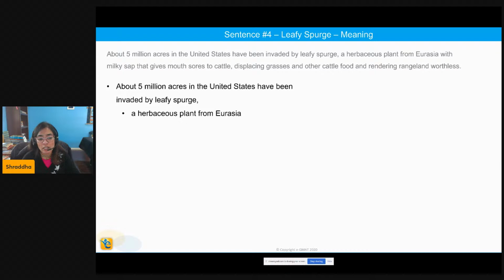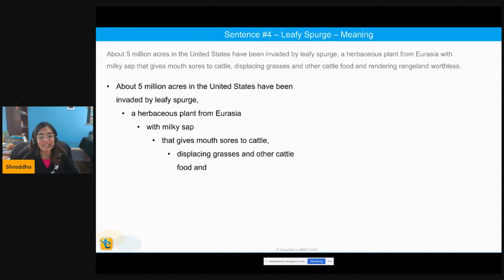A leafy spurge is a herbaceous plant from Eurasia. We really don't need to understand it, but it probably falls into the herb category, maybe. I don't know, it doesn't even matter. But it's a plant that came from Eurasia with milky sap. So this plant, known as leafy spurge, contains milky sap that gives mouth sores to cattle. When the milky sap is taken in by the cattle, they get mouth sores. Okay, so far so good, everything makes sense in the sentence.